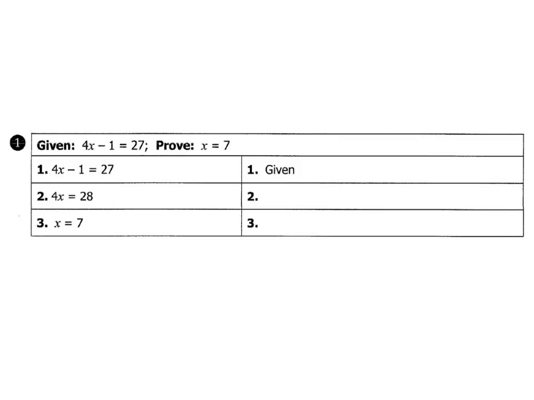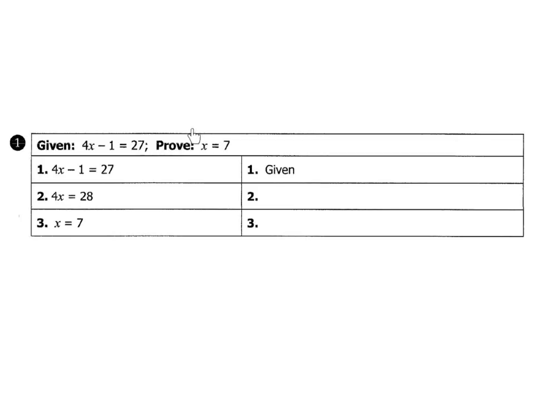So, first thing we want to do is analyze our given information and what we're trying to prove. We're given that 4x minus 1 equals 27, and we're trying to prove that x equals 7. So the first thing we want to do is state our given information, all right? This is our equation that was given to us, and our reason that we want to put on our reason side of our proof is just given. That is our given information, all right?